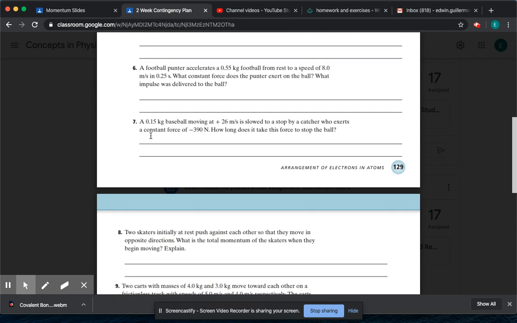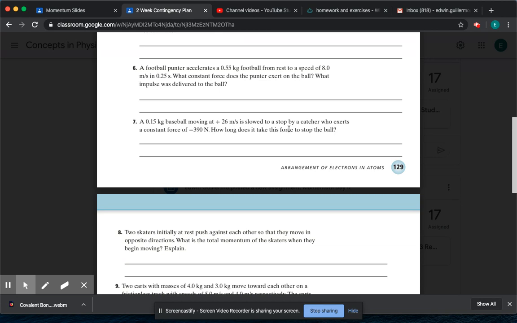Okay, so number 7. We have a 0.15 kilogram baseball moving at 26 meters per second, and it is stopped by a catcher who exerts a constant force of negative 390 newtons. The reason it's negative is because it's opposing the ball. The ball is coming towards the catcher. The catcher has to put a force in the opposite direction in order to stop it. That's why it's negative, if you're wondering. How long does it take this force to stop the ball?